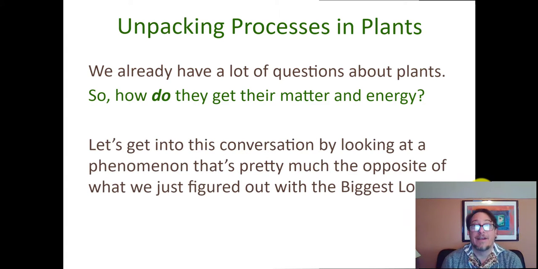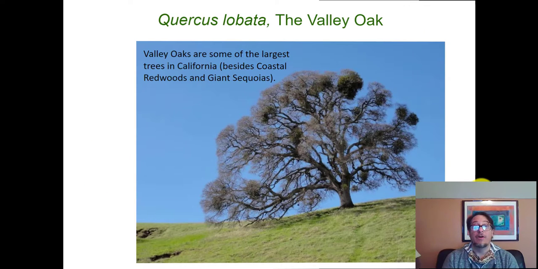we have to look at a phenomenon much like with The Biggest Loser, where we had to wonder how that person who lost 275 pounds, what happened to all the matter that was in his body when he actually lost that weight. And this is a very similar question. We're looking at an oak tree, specifically the valley oak tree, as you can see here.